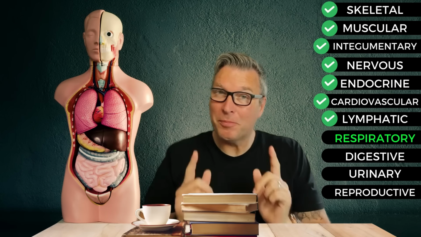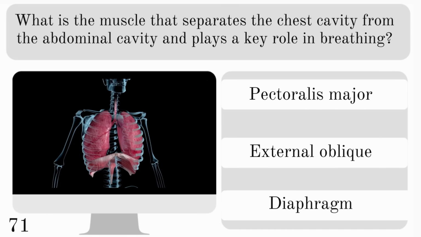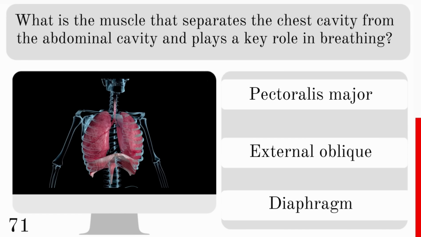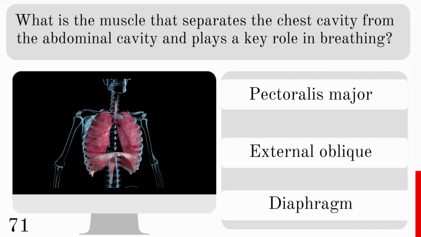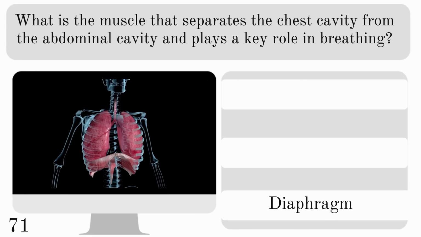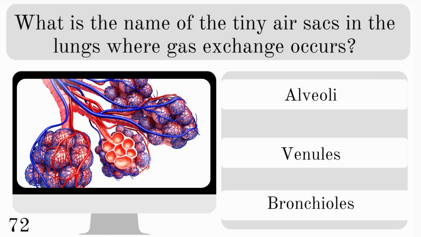Okay, take a deep breath because here comes the respiratory system. What is the muscle that separates the chest cavity from the abdominal cavity and plays a key role in breathing? Pectoralis major, external oblique, or diaphragm? And the correct answer, the diaphragm. What is the name of the tiny air sacs in the lungs where gas exchange occurs? Is it alveoli, venules, or bronchioles? And the answer there, alveoli.